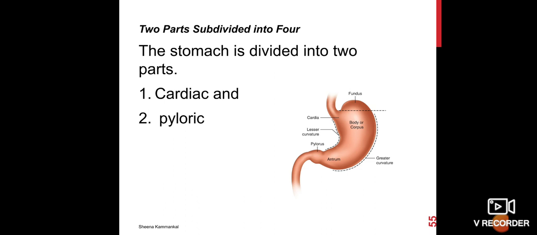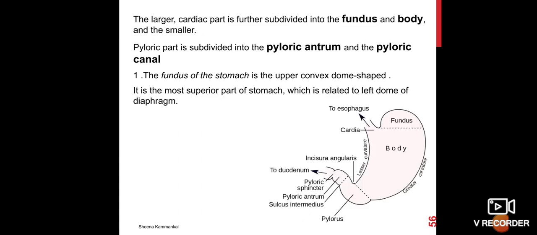Now, the parts of the stomach: if you take, it consists of 2 parts, a cardiac part and a pyloric part. The upper part is the cardiac part, the lower part is the pyloric part. The cardiac part is again divided into a dome-shaped fundus and a body. Then the pyloric part is divided into pyloric antrum and pyloric canal, which is continuous with the duodenum. So the stomach is divided into cardiac part and pyloric part. The cardiac part is again divided into a dome-shaped fundus and a body. The pyloric part is divided into pyloric antrum and pyloric canal.